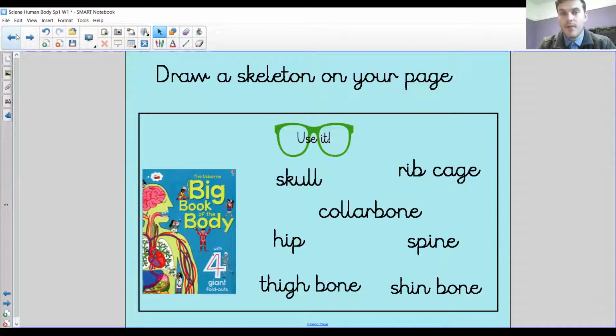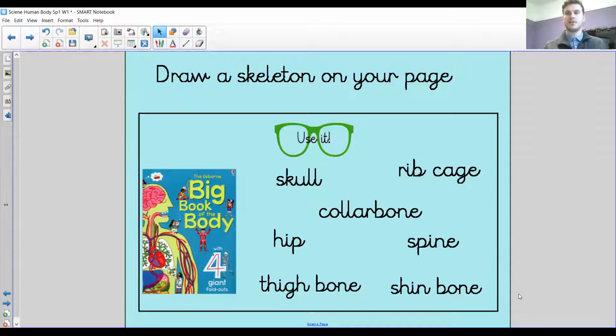Once you have drawn your skeleton, you have got a task. On the screen, I've got seven names of the bones that are in the human body. They're some of the main bones. What I would like you to do is you are going to label where the skull is, where the rib cage is, where the collarbone is, where the hip is, where the spine is, where the thigh bone is, and where the shin bone is. Okay, so you need to label them.